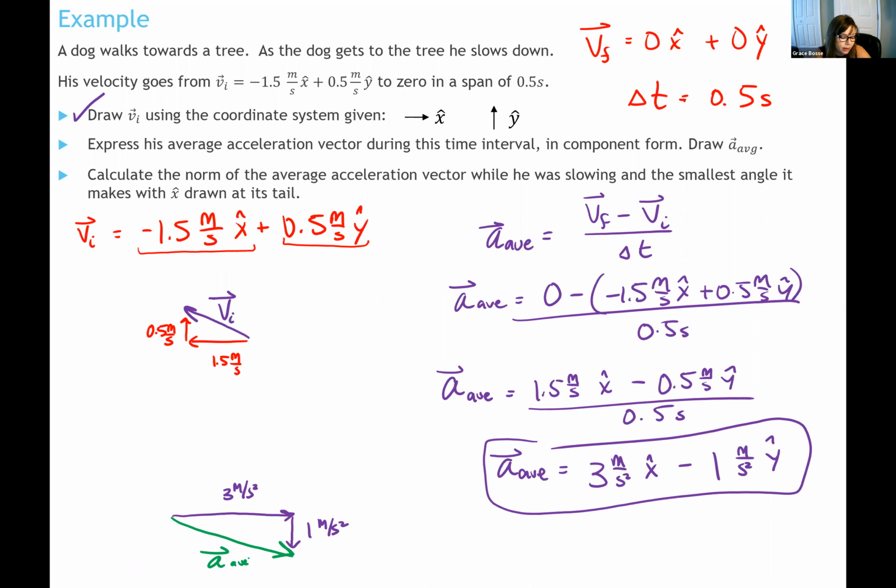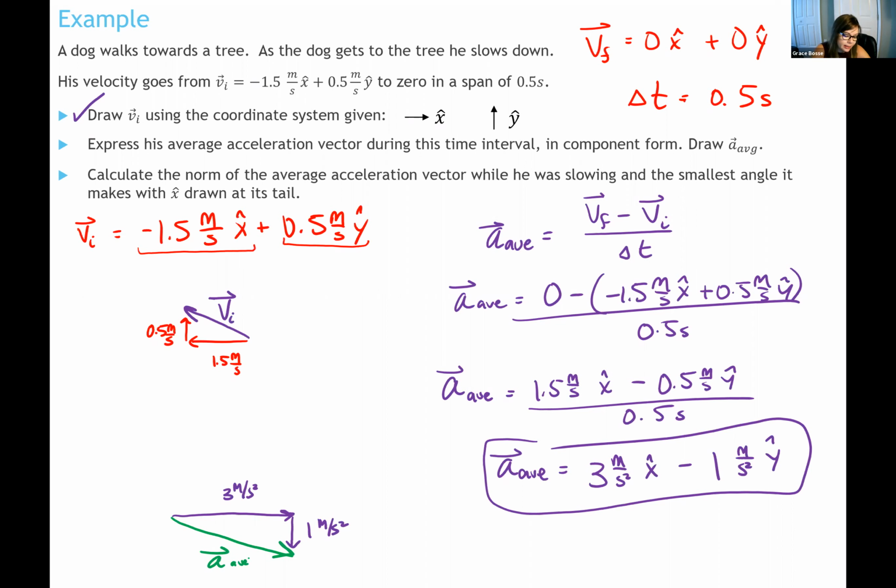So notice that it points almost in the exact opposite direction as the velocity vector. It's something interesting that you're probably going to explore a lot later in your physics classes, but just food for thought. Just think about the general directions of these two things. The dog was slowing down, and the average acceleration vector was in the opposite direction as the velocity vector.